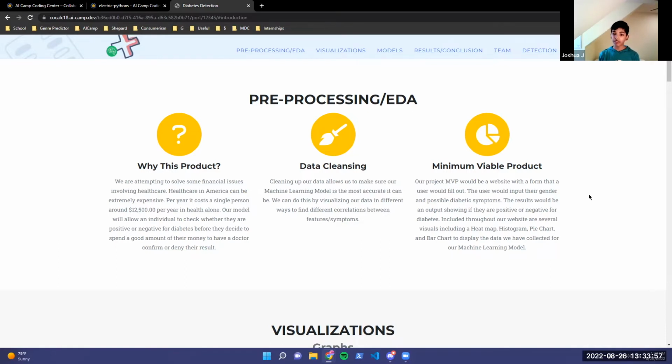Our project MVP would be a website with a form that a user would fill out. The user would input their gender and 8 other possible diabetic symptoms. The results would be an output showing if they are positive or negative for diabetes. Included through our website are many great visuals, which you will see now.